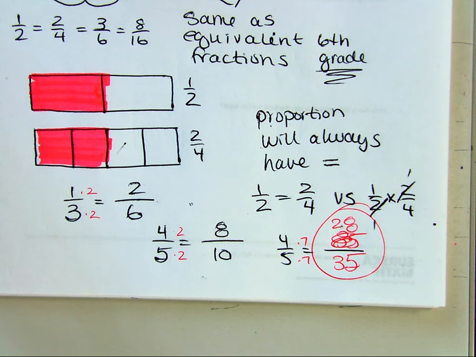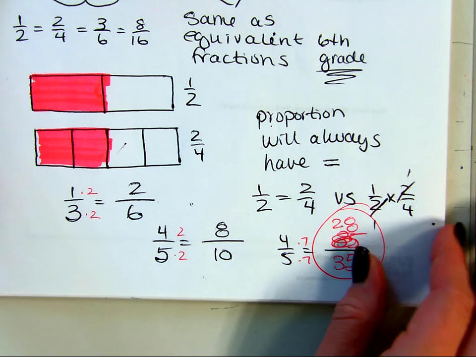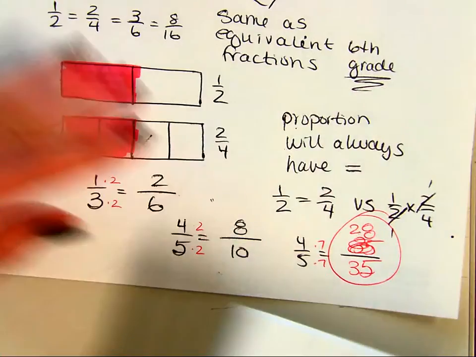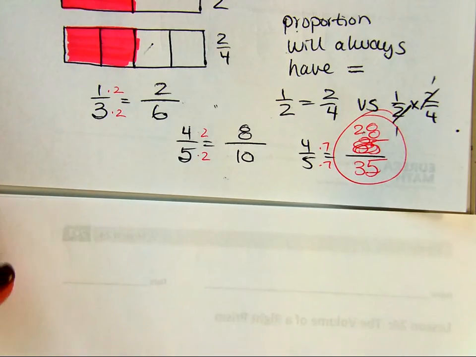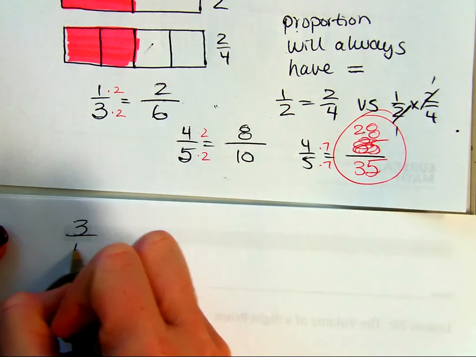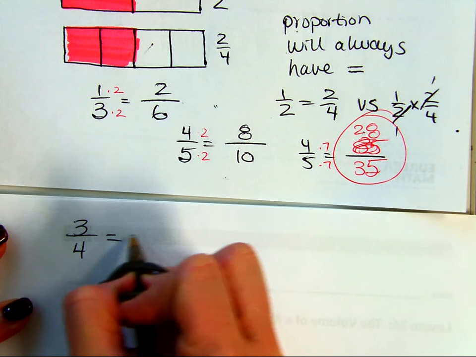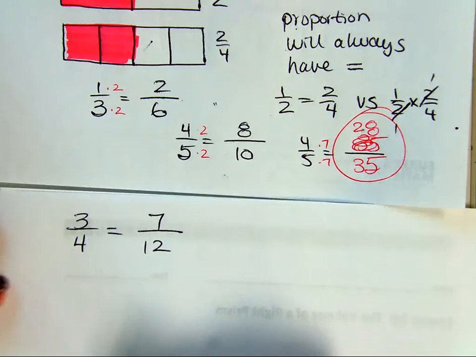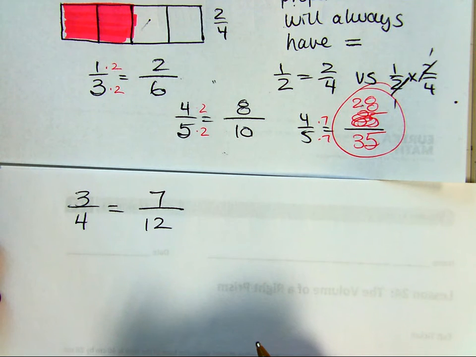So now I want to ask you, just like remember how I asked you, is it a proportional relationship? And you said yes or no? I'm going to ask you the same thing. I'm going to give you two fractions and ask you if they are proportional. And you're going to put a yes or a no. So if I were to say 3/4, is that equal to 7/12?